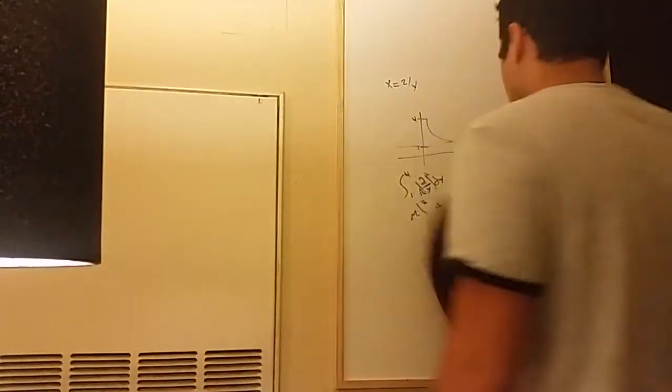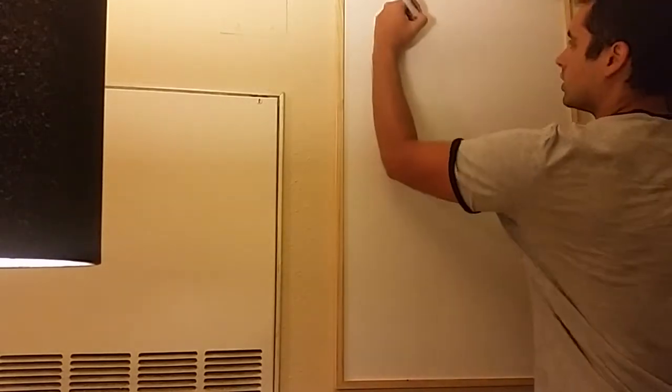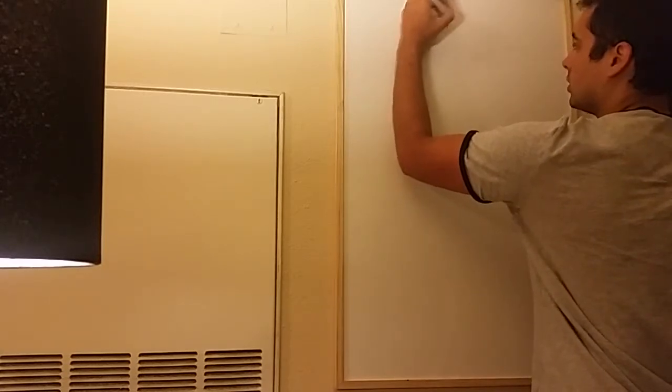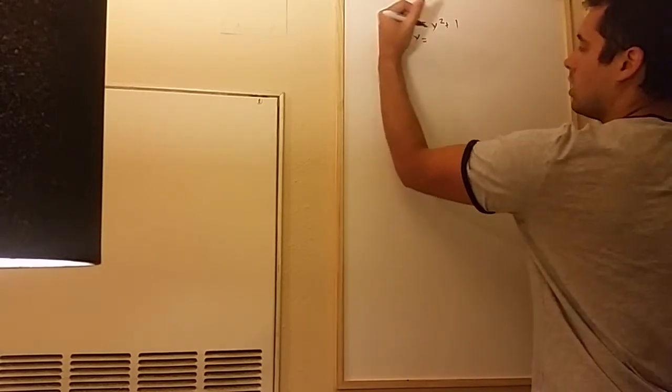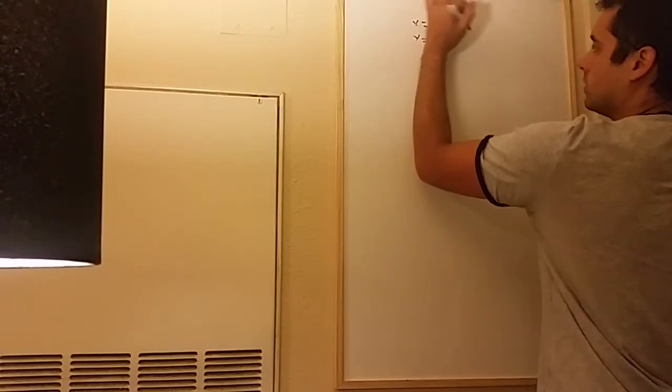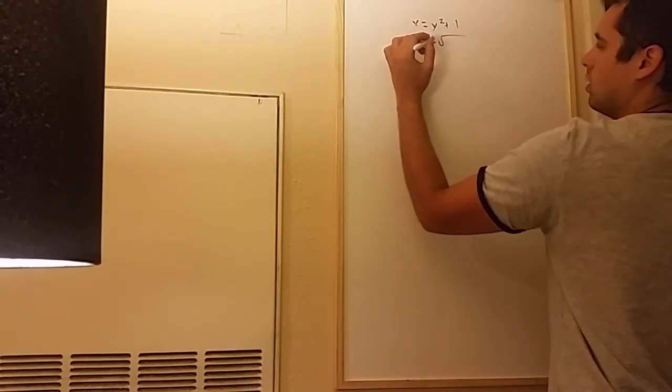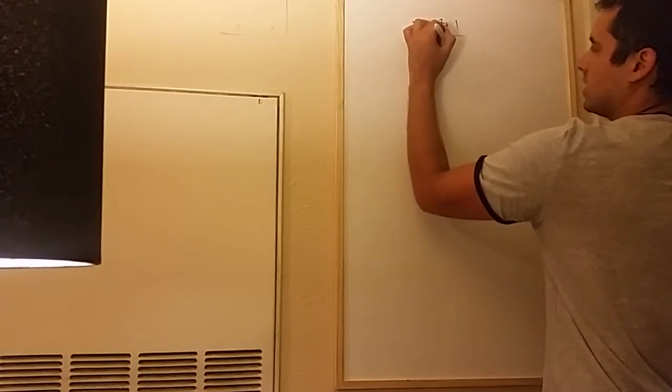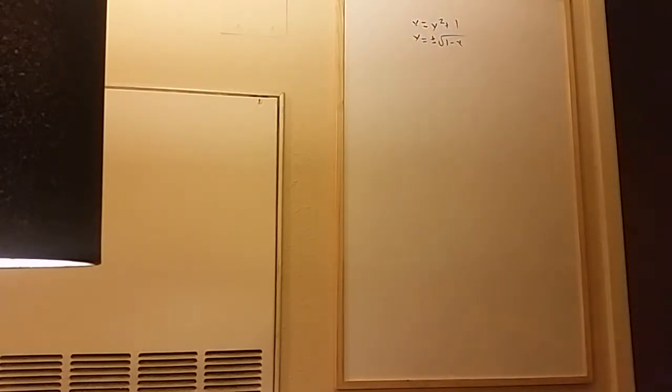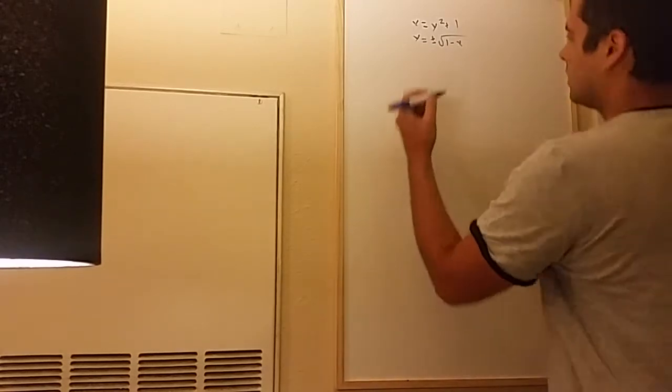Alrighty. The line x equals y squared plus 1. Here's our line x equals y squared plus 1. Solve for y. y equals positive and negative square root of 1 minus x, I think. 2 minus y squared. I guess I shouldn't have even solved for y. Yeah, it's just y squared.